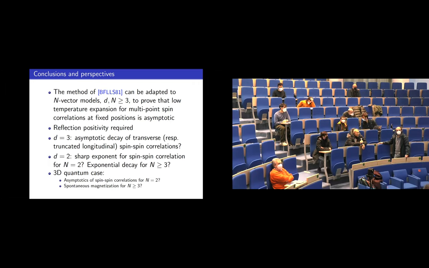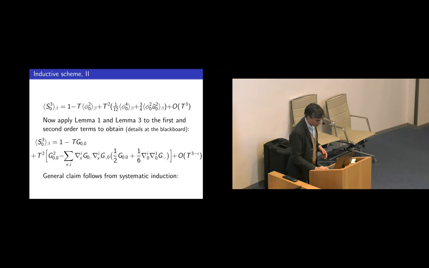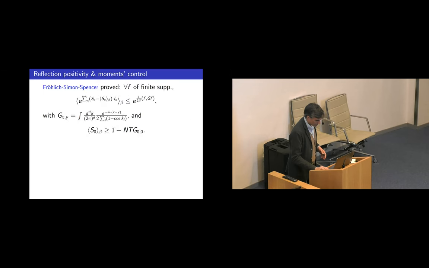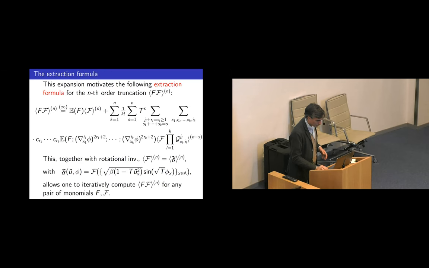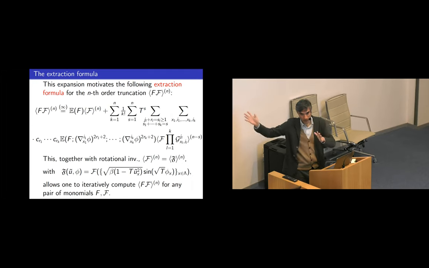I don't know. So yeah, we made an effort. I'm not sure how understandable it was, but this formula here gives you really an explicit algorithm to compute any truncation. I'm not sure that Balaban states the result with such an explicit form, but it must be the same, whatever.